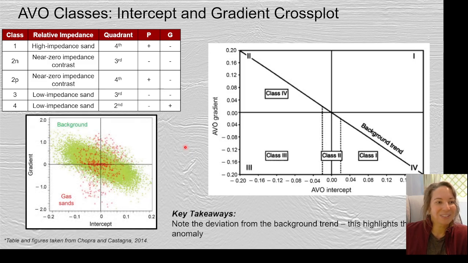All right, we can look at this with some real data. Here's a case where we have the background trend plotted, and then we can see some of the gas sands plotting down here. Typically you can see those gas sands and how they break out and away from that background trend.